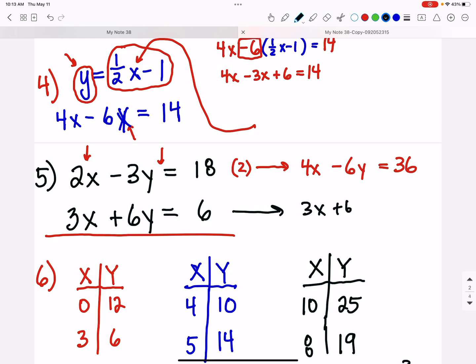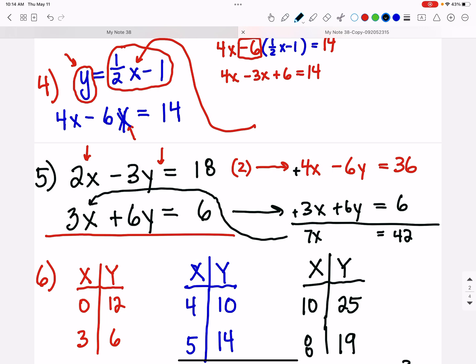3x plus 6y equals 6. And then we combine them. We have +4 and +3, we have 7 x's. -6y and 6y, they're gone, exactly like we want. And 36 and 6 is 42. We should know what the x is. Then we have to go back and plug it into one of these equations. I think that's the easiest one to plug it back into and figure out what y is.